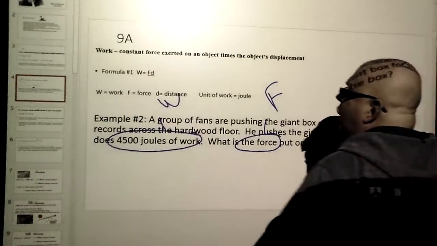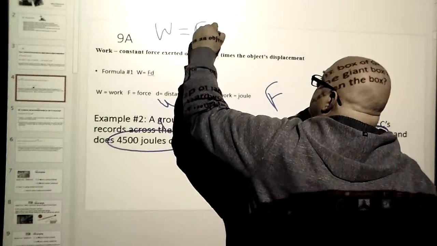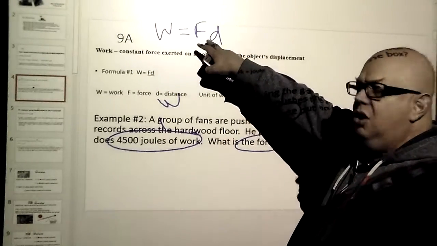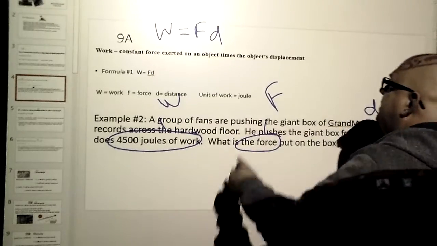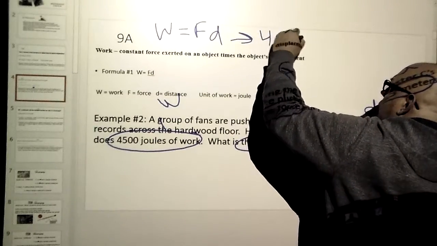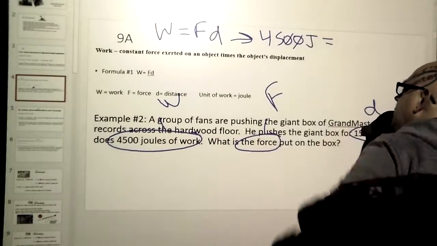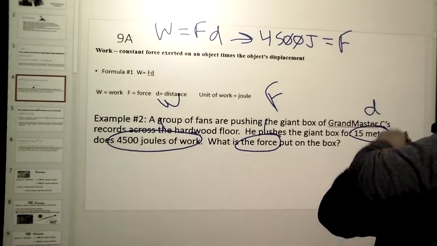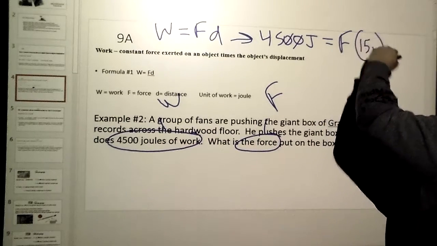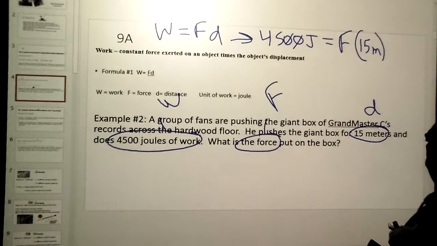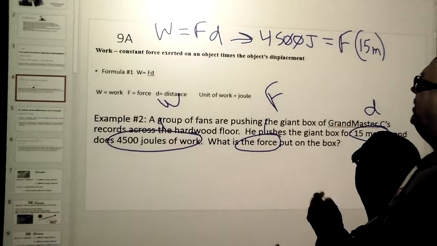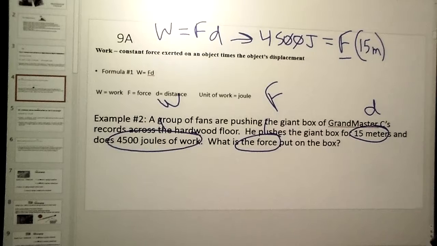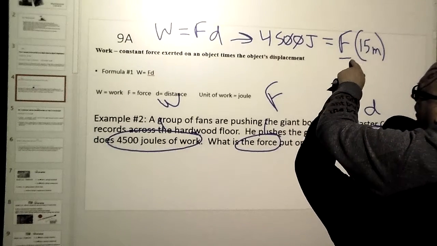And I know that work is equal to force times distance. Now, there's a couple of ways to look at this. I could go ahead and plug in numbers right now and say, all right, I have 4,500 joules of work, and that's going to equal, well, I don't know what force is, but I'm going to put it up there anyways, multiplied by 15 meters. Or 4,500 is equal to 15 meters times force, or F. And then we can solve for F that way. So how do we solve for F with something like this?